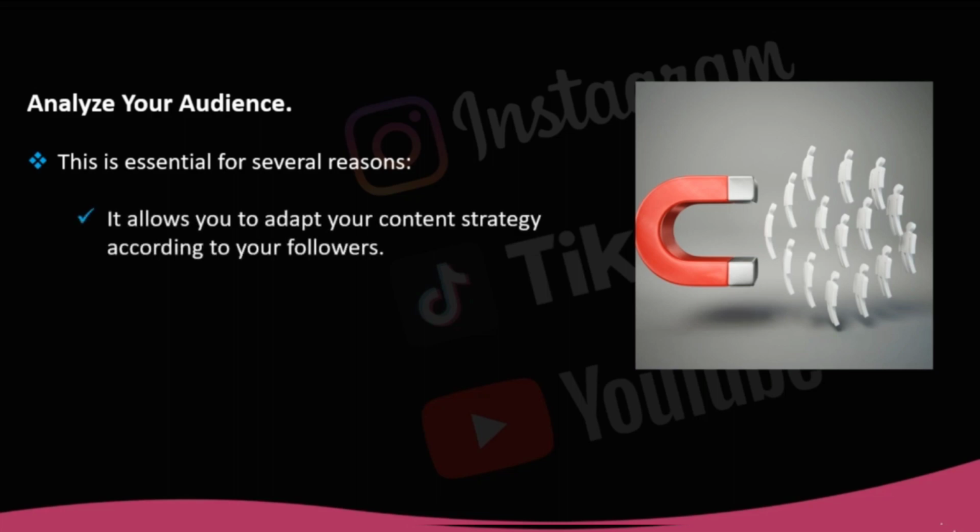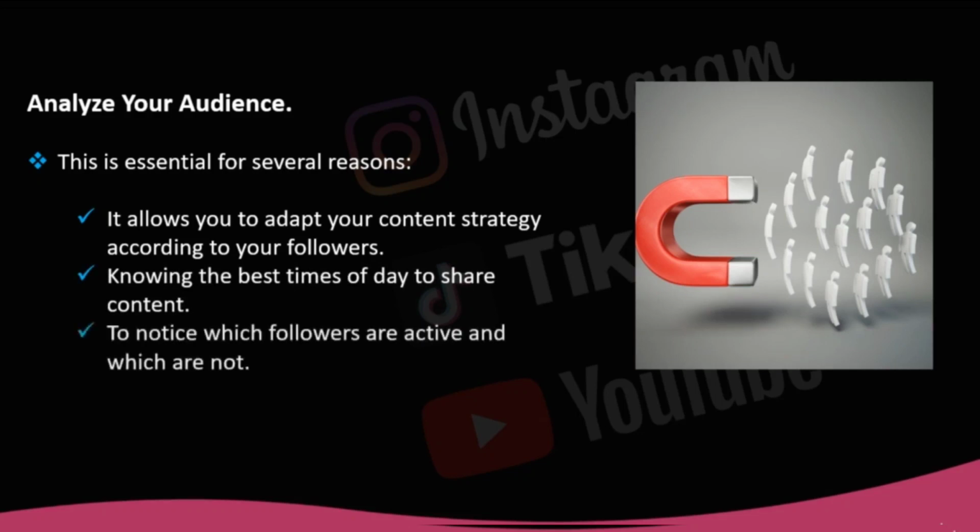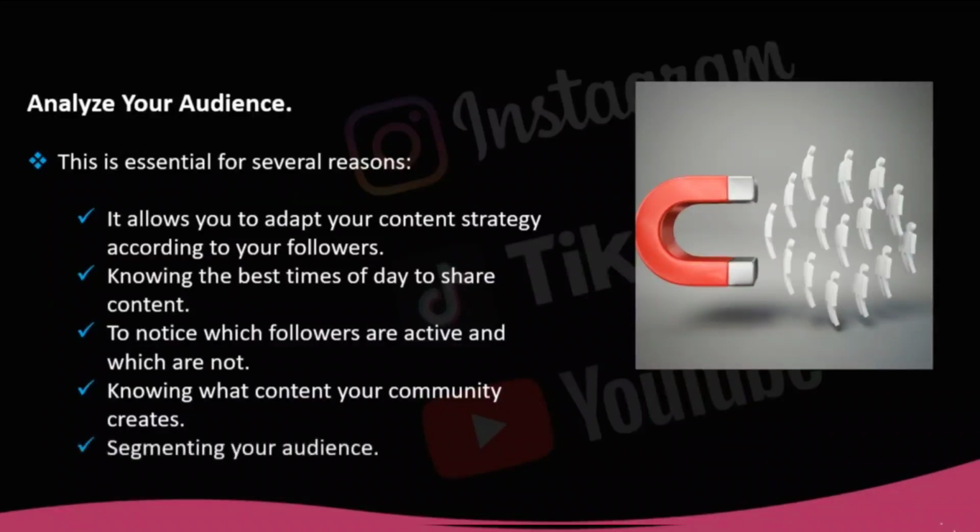It allows you to adapt your content strategy according to your followers, knowing the best times of day to share content. To notice which of your followers are active and which are not, to be able to reactivate the passive ones. Knowing what kind of content your community creates to get an idea of what works best. Segmenting your audience better to adapt your strategies to each one. Analyzing why people follow or unfollow you. But how? The answer is simple, by analyzing Instagram's profile metrics.